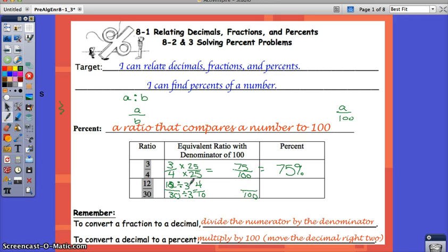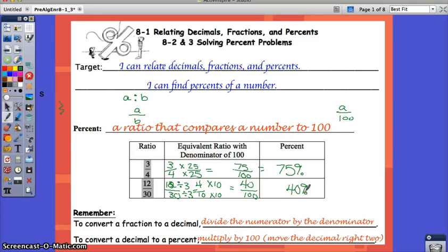Remember, whatever you do to the top, you do to the bottom. So I would multiply the denominator by 10 to get 100. Then I have to multiply the top by 10 as well. So I would get 40 over 100, which is 40%. So one way you can get the percent from a ratio is to get a denominator of 100, and whatever you do to the bottom, do to the top.